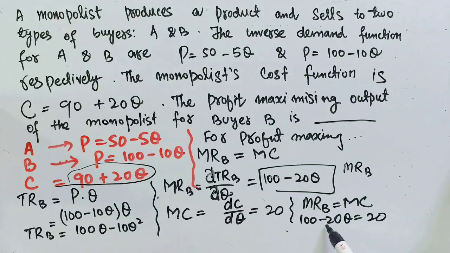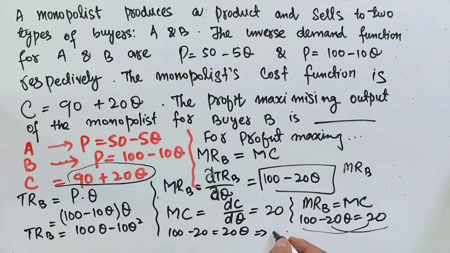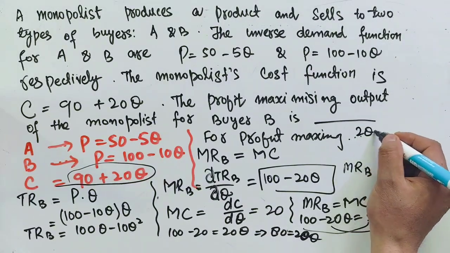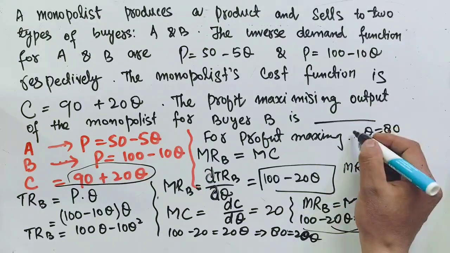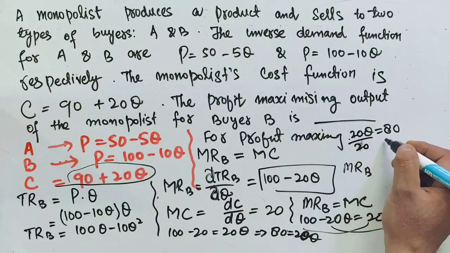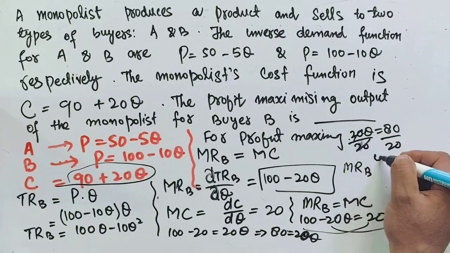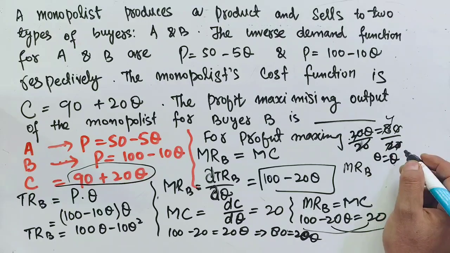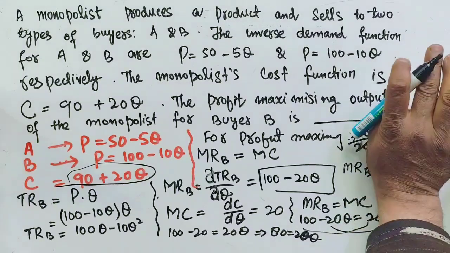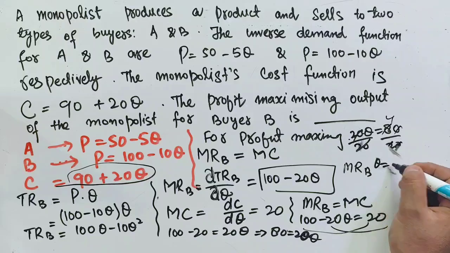Solving further, transposing terms, we get 100 minus 20 is equal to 20Q, which implies 80 is equal to 20Q. Dividing both sides by 20, Q will be equal to 4.